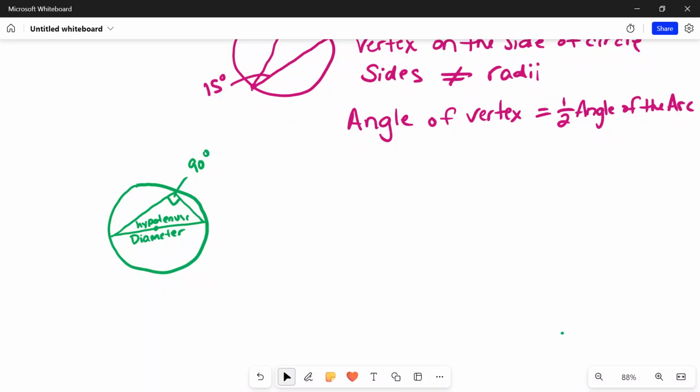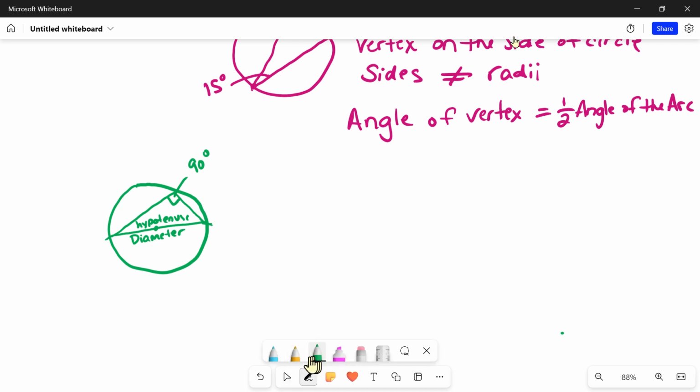Okay, so I've got that the hypotenuse is also a diameter of the circle. I want you to notice there that I've got an angle, and the vertex of this angle is over there on the side. We said that when my vertex is on the side, the angle of my triangle at the vertex is going to be half of the angle of the arc. Here's this arc that I've got going here.